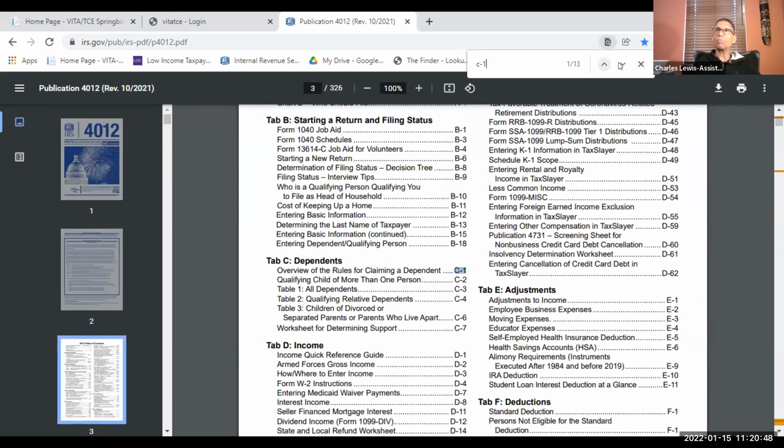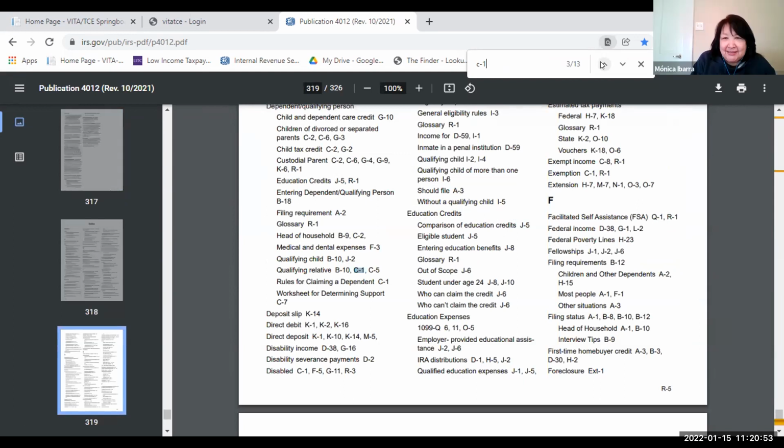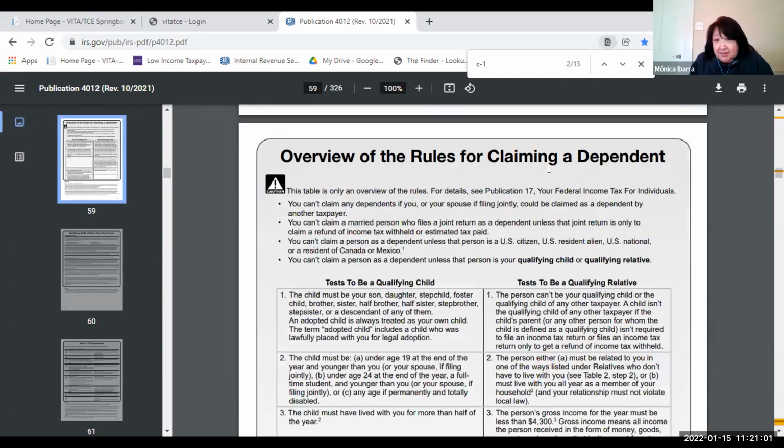Just hit enter a couple of times or that down arrow, yeah. And I think I went past it. Yeah, up one. There you go. Yay. Okay, thanks. All right. So, overview for claiming dependents.